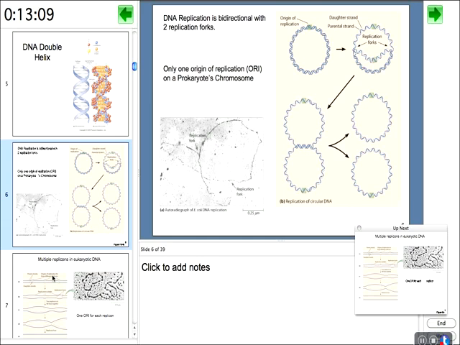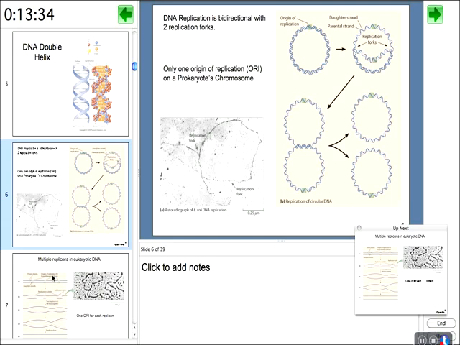Now, in a prokaryotic chromosome, we have a circular chromosome. Prokaryotes only have one ORI. They only need one ORI because when replication starts at that ORI, it goes in both directions. It's bidirectional. So here you can see replication at the ORI starts and goes both directions at the same time, so you wind up with replication from both ends.